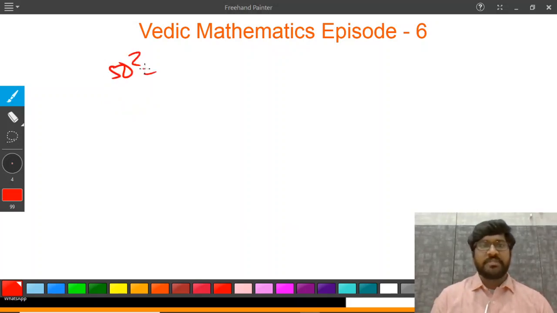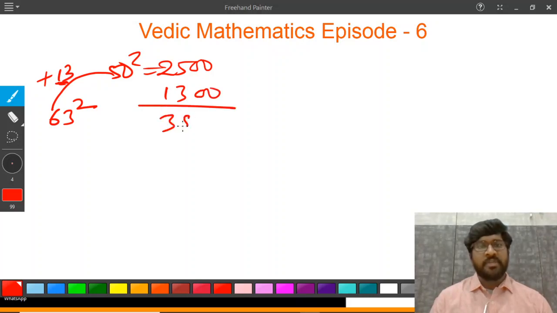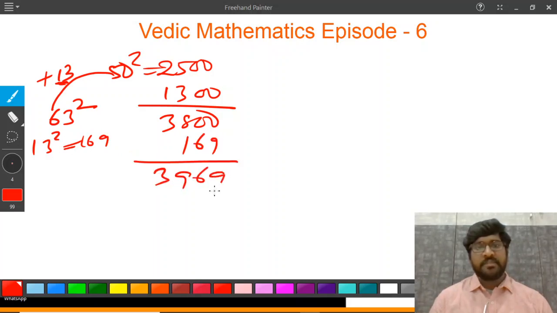Again 50 square is 2500. By taking this as reference, we are going to find, let's say if you want to find 63 square. Now difference between 50 and 63 is 13 more. Since this is 13 more, I should add 1300. Earlier numbers which are less than 50 we subtracted. Now more than 50 we should add. Since it is 13 more, I should add 1300 to this. This is 3800 and 13 square is 169. I should add to this. So answer 3969. It's very simple.